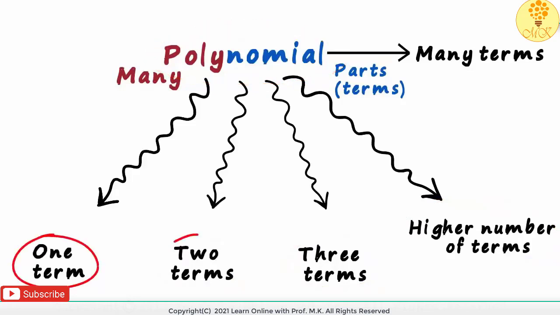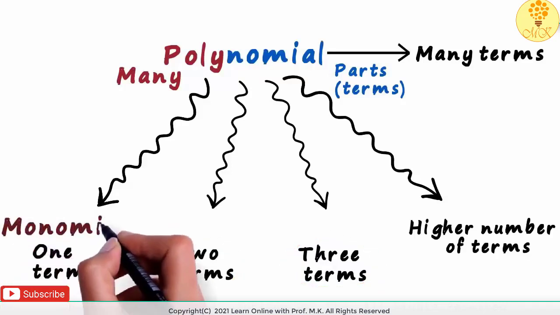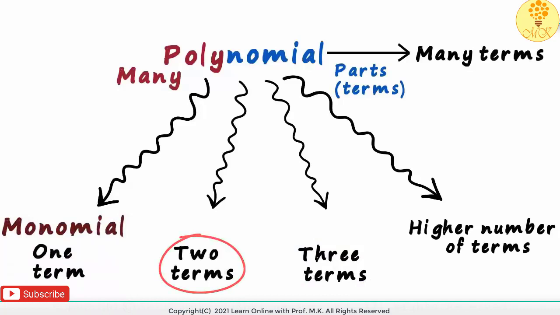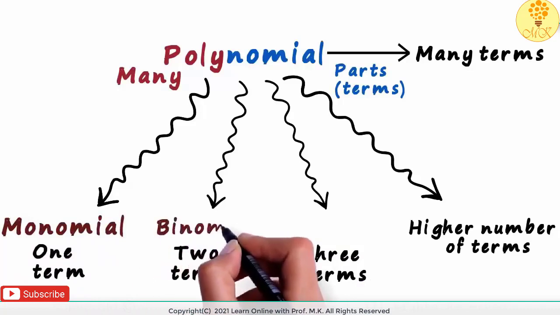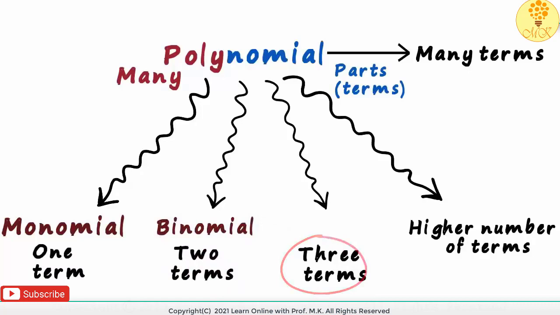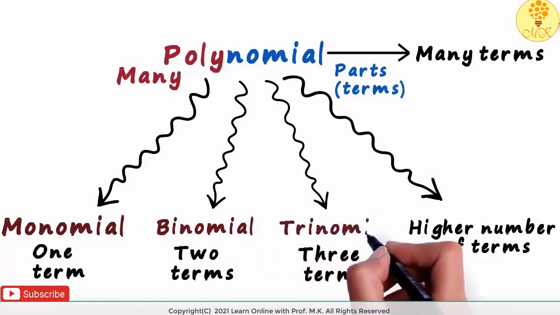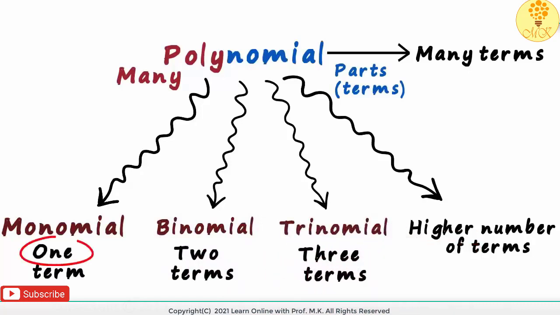Expressions with just one term, two terms, or three terms are given special names. An expression with one term is called a monomial. An expression with two terms is called a binomial. And an expression that has three terms is called a trinomial. Mono is 1, bi is 2, and tri is 3.